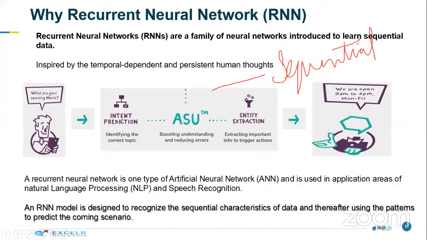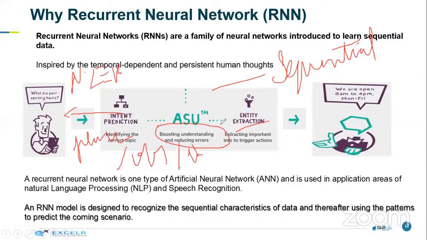Whenever a person asks, what are your opening hours, we try to understand the intent by looking at this question, and then we try to boost our understanding and reduce the error. Then we try to extract the entity, like named entity recognition, which we have already spoken about. Whether I am talking about any particular place, object, or thing, that is an entity. When understanding intent, we ask what he is trying to ask, what he is aiming to ask. We do text pre-processing, then extract the entity, and on that basis we give a reply.